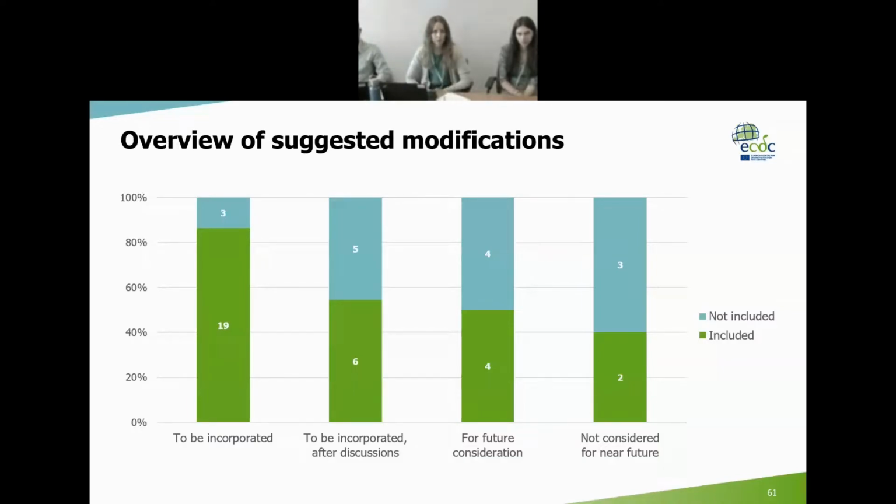Here you have an overview of the different modifications. So as you can see, most of them, especially from the first category to be incorporated, were included. Some of them were not included at that point, like one suggestion about having a specific pop-up window for the different aspects of the tool in order to get support or additional help on how to use it, but that would have increased the performance needed, so the computational power needed to run it.